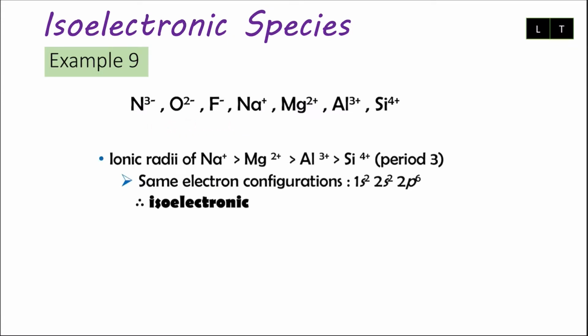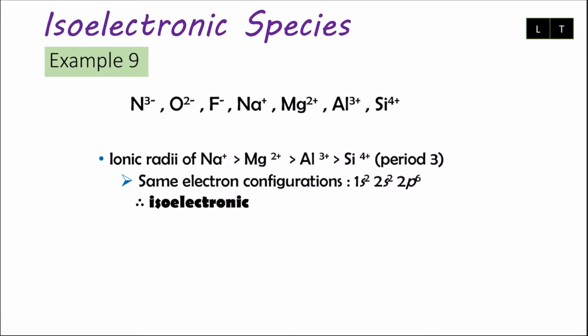Let's try one more example. I have here these ions. I want you to explain the ionic radii of positive ions and negative ions. If I simplify them into two parts, I have the ionic radii for Na+, much greater, from period 3. If you take a look here, they all share the same electronic configuration, 1s2, 2s2, 2p6. That's why they are isoelectronic to one another.